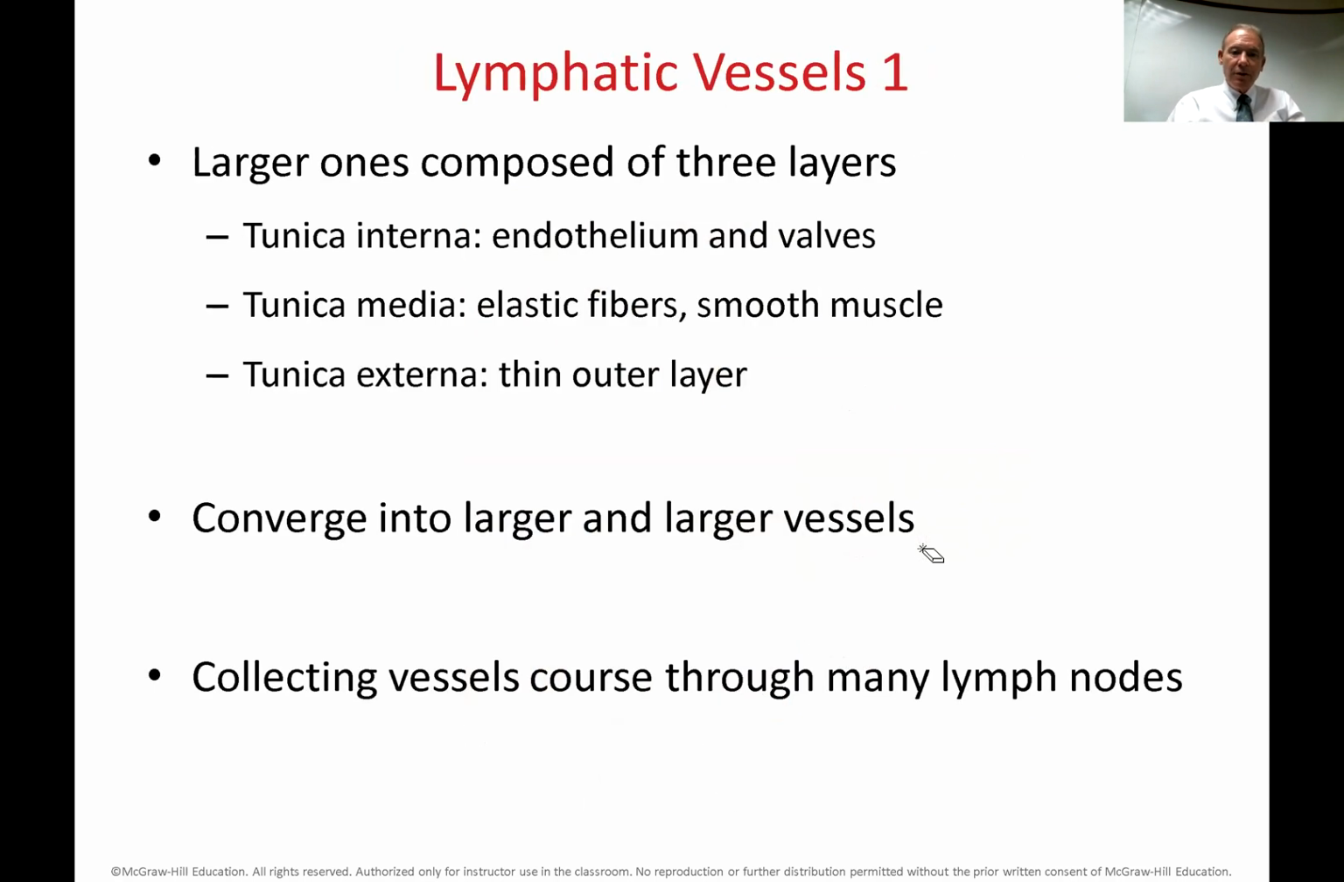Lymphatic vessels, the smaller ones, have only one layer. That's the endothelium. The larger ones, 3 layers. The internal layer of the 3 is called the tunica interna. That's endothelium and valves. Tunica media is the middle layer, elastic fibers and smooth muscle fibers. And the tunica externa is a thin outer protective layer. As I said earlier, these smaller lymphatic capillaries merge into larger lymphatic vessels.